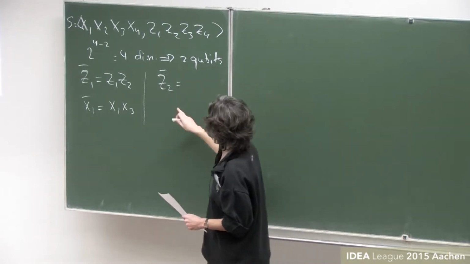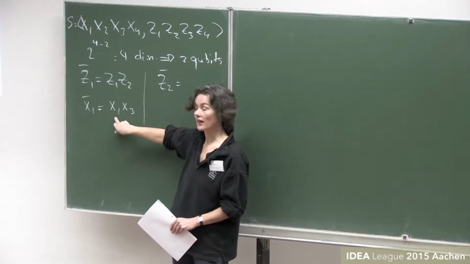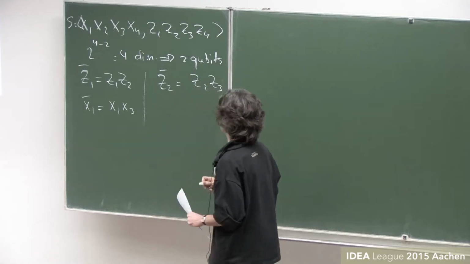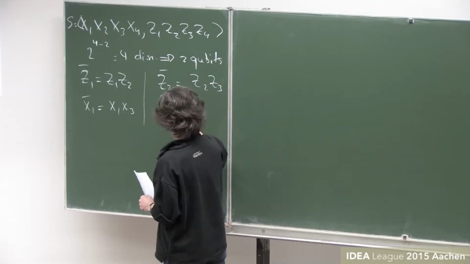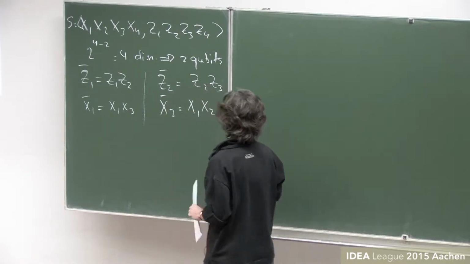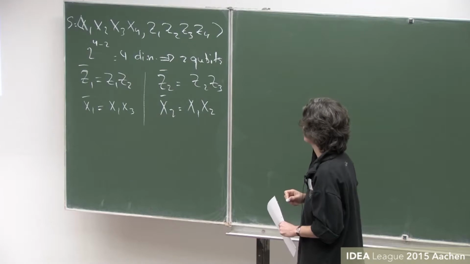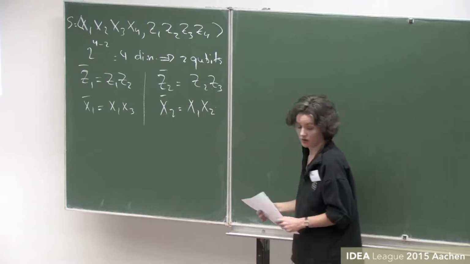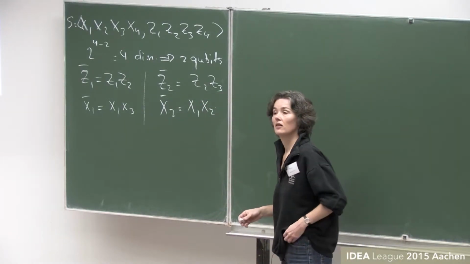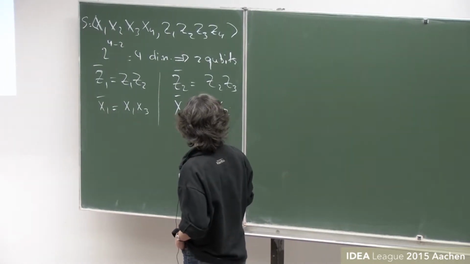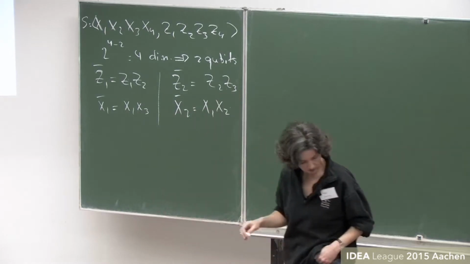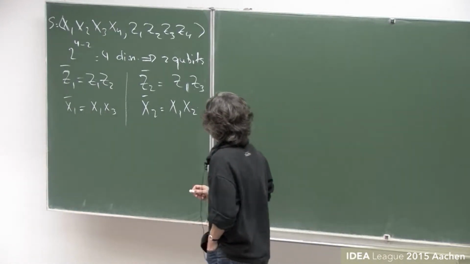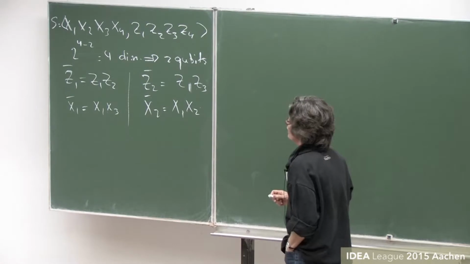Z2 needs to commute with this one. Why? Because it's acting on a different logical qubit. So it can be chosen to be Z2 Z3. And X2 can be chosen to be X1 X2. So these anti-commute, and these again commute. Wait a moment, I did write something wrong. Sorry, thank you. Okay, so I found the logicals.